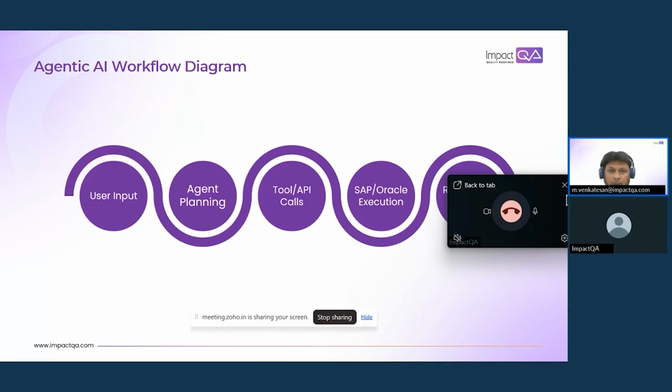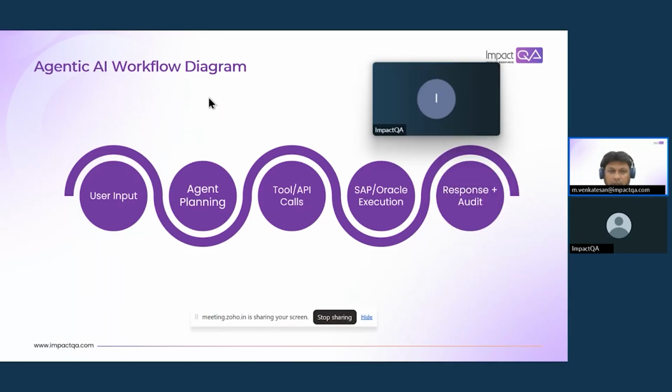Yeah. So in short, I can say this is the workflow diagram for agentic AI. The user input will be given, and the agents will plan based on whatever input has been given, and that will trigger the actions through tools or APIs. That's how all these SAP or Oracle programs get executed with proper responses and are audited through key performance indicators. So we have defined metrics to calculate each and every action we are doing. So this is how the workflow triggers.